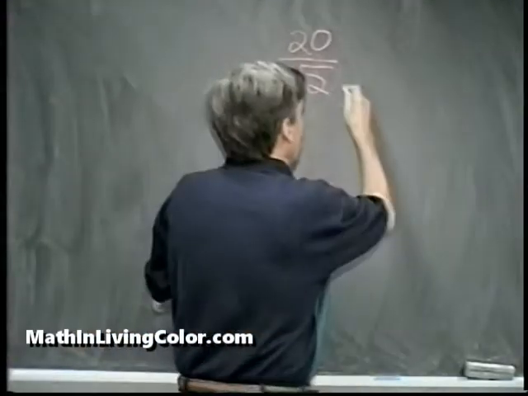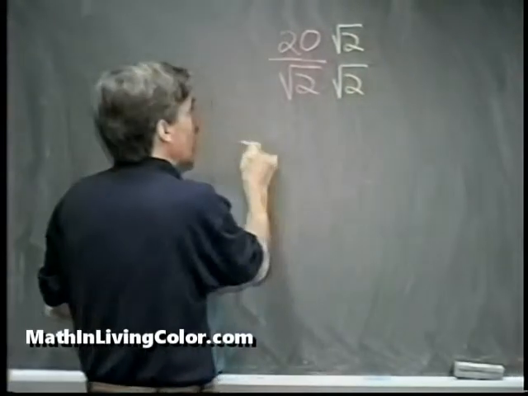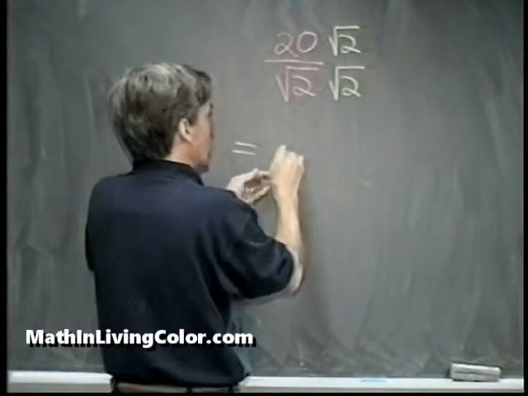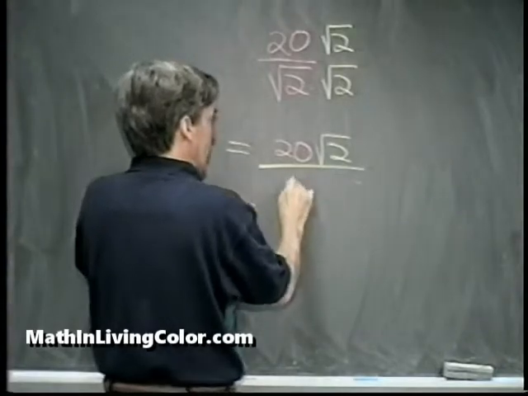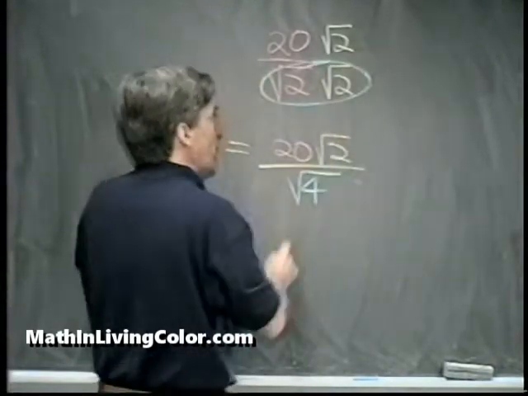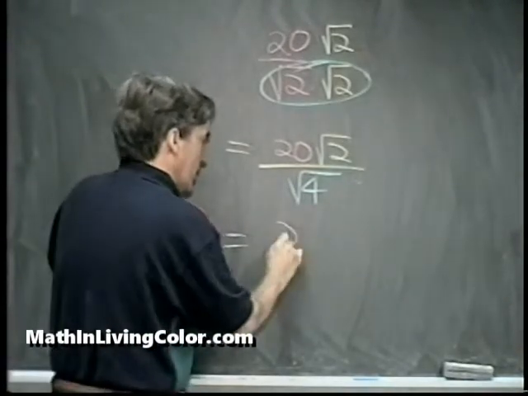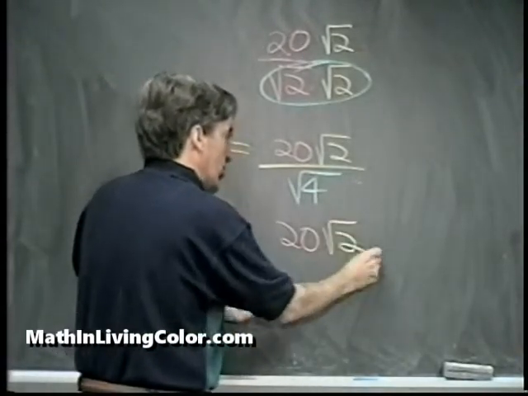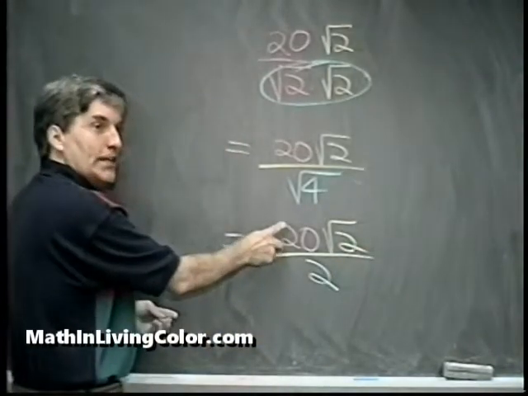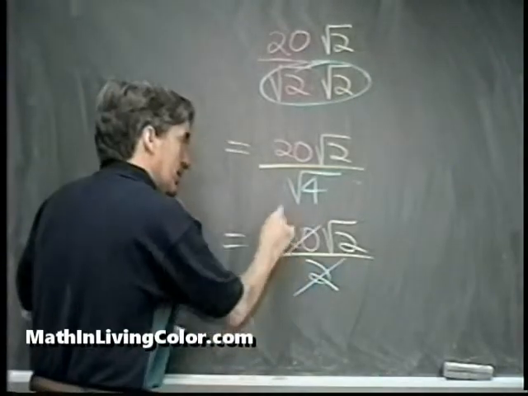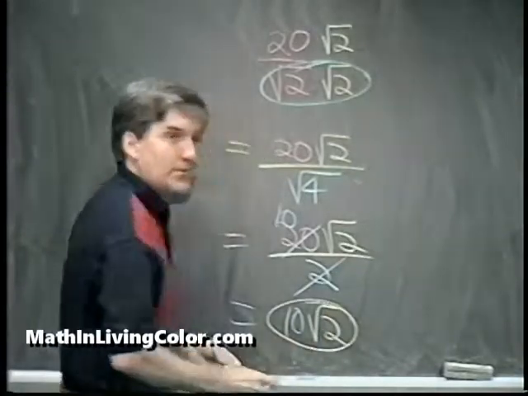In order to do that, what we can do is multiply by the square root of 2 over the square root of 2. And what would that give you? 20 times the square root of 2 for the numerator divided by the square root of 4. Okay? The square root of 4 is 2. So you could say 20 times the square root of 2 divided by 2, and now 2 goes into 20 10 times, and the final answer is 10 times the square root of 2.